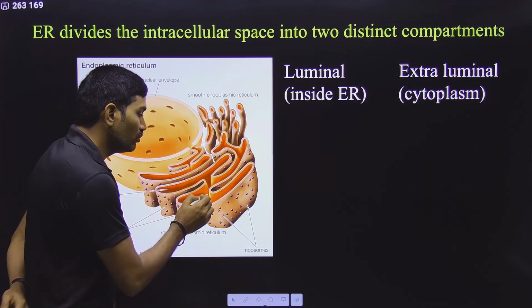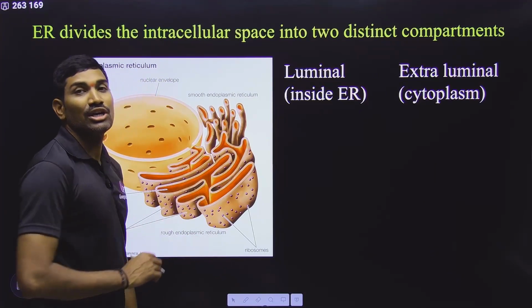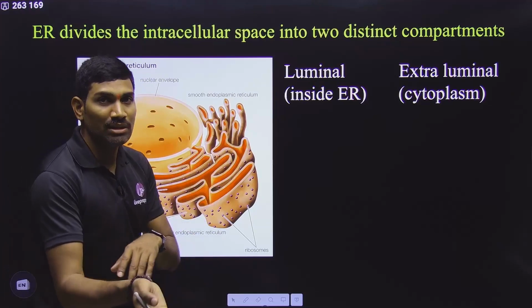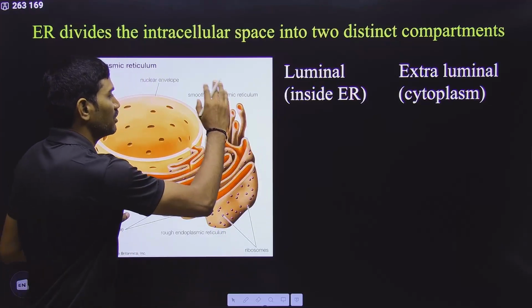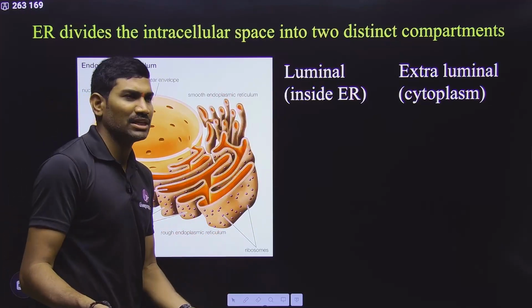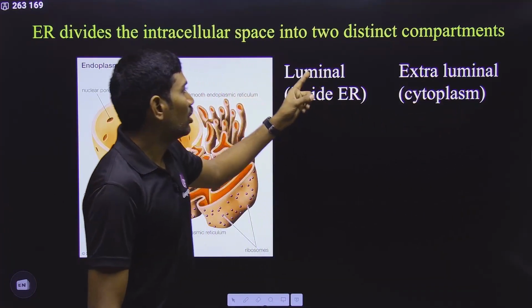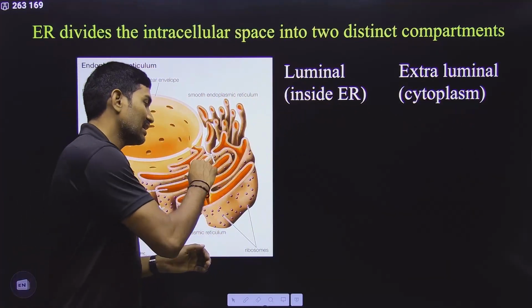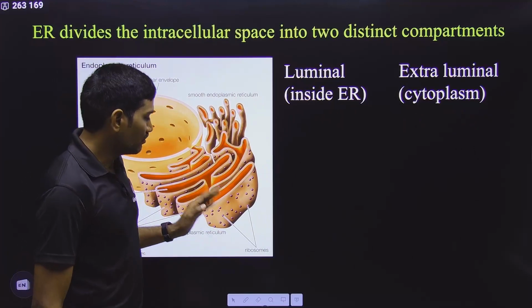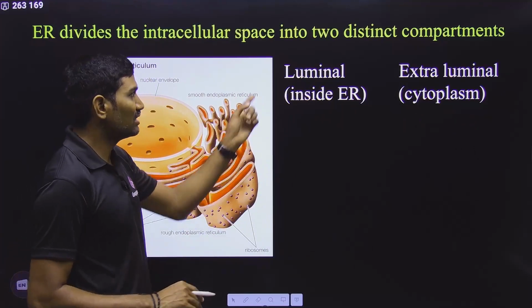So that means luminal means what? Inner side of the endoplasmic reticulum. So extraluminal means what? Outside the endoplasmic reticulum. Outside endoplasmic reticulum means what? Cytoplasm side. So that's why extraluminal side means cytoplasmic side. Luminal side means towards the inner side of the endoplasmic reticulum, towards the lumen side. Understood or not? These are some words.